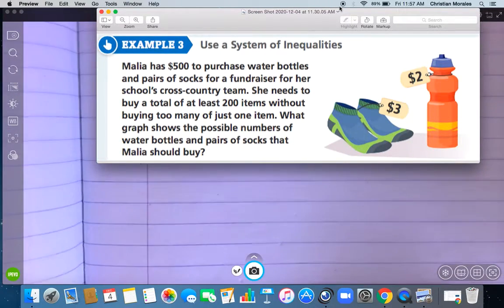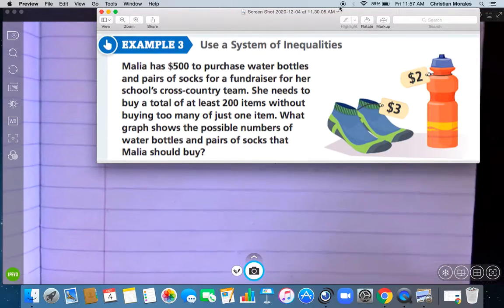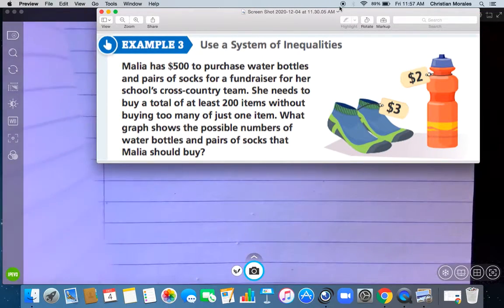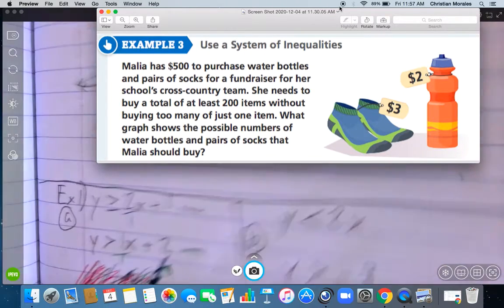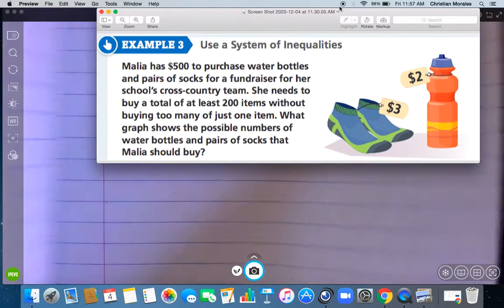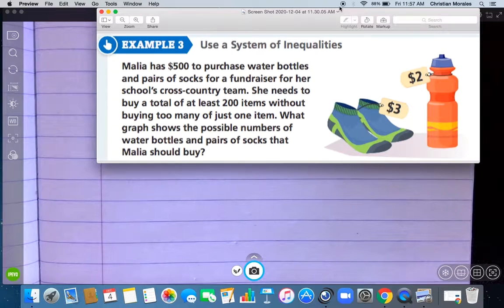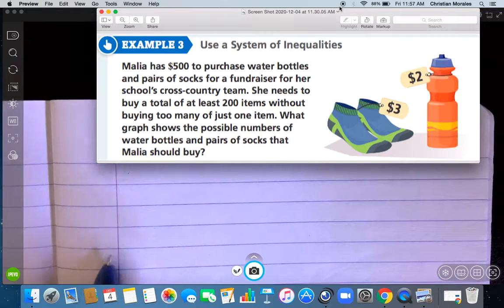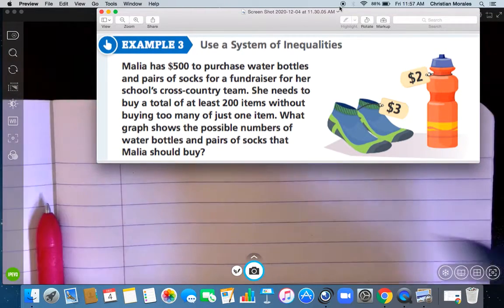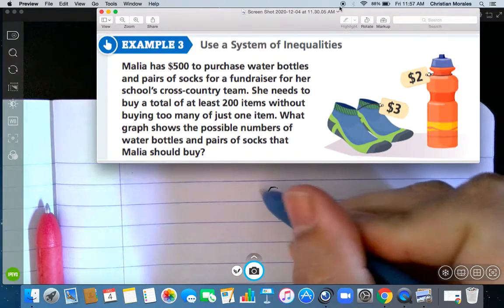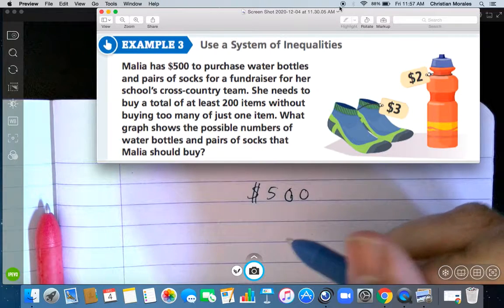So let's first treat this like an equation. If you guys remember when I told you to do equations, I told you you should always start with the totals. The totals are very important, all right? So for these totals, what we're going to look at is the $500 and the 200. So let me move this down a little bit. So my totals are 500 and 200. $500 is the goal. You have to buy 200 things.